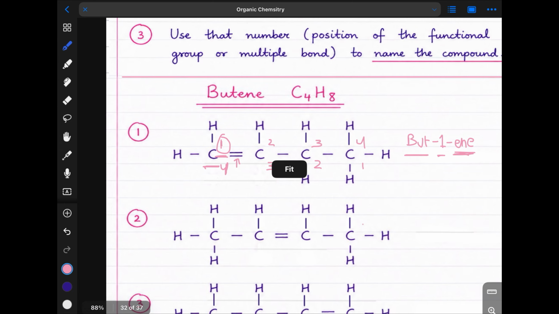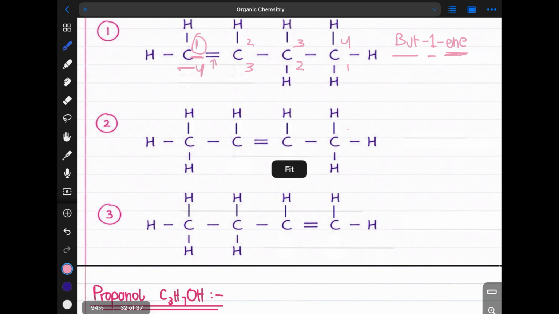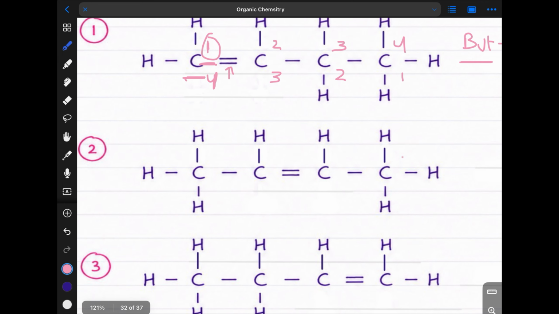Alright, now let's name our structure 2. This is our longest chain, so we are going to number it. We're going to start numbering from here, 1, 2, 3, 4, and now we're going to do the opposite. We're going to start numbering from here, 1, 2, 3, and 4.